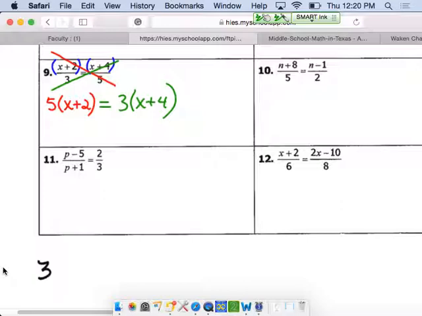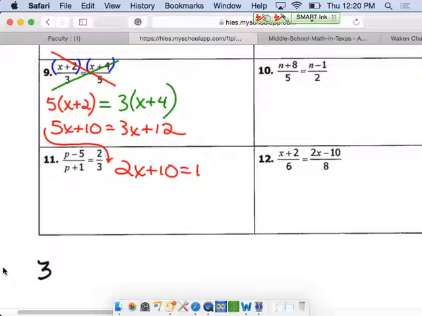And now it's actually a pretty clean problem. I'm just going to distribute the 5 and I'm going to distribute the 3. And I would subtract 3x from both sides. I'll just come down here, and that's going to give me 2x plus 10 equaling 12. Then if I subtract 10 from both sides, I end up with x equaling 1.